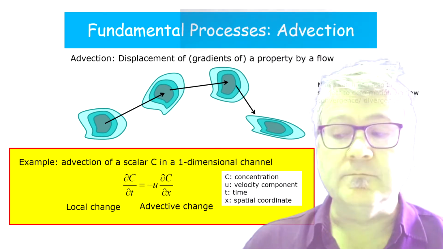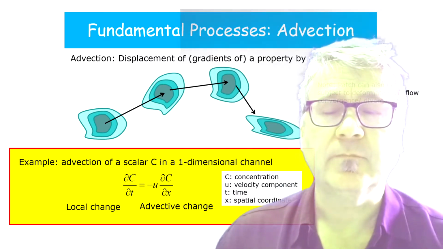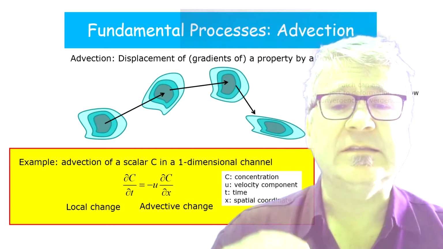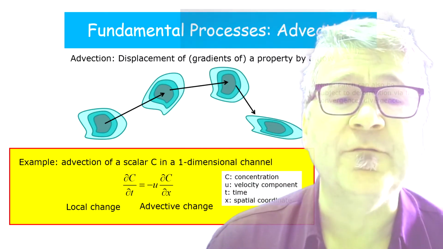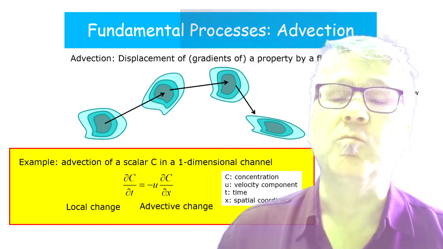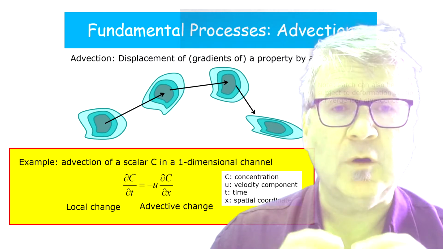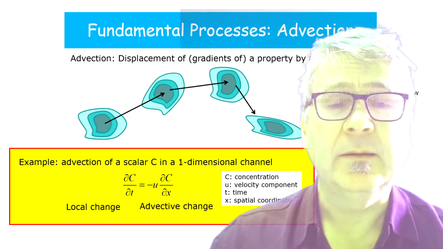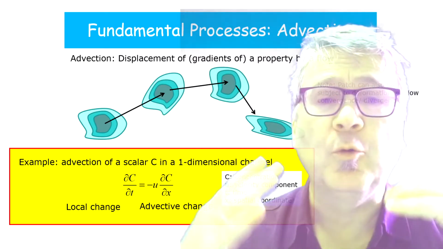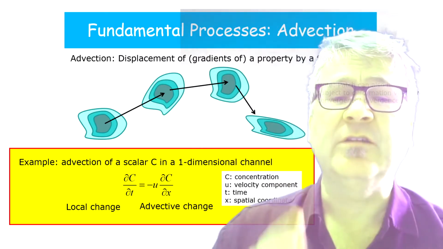Here's the first one. It's called advection. What advection means is the displacement of gradients of a property by a flow. So you need a flow of a certain speed, plus you need a gradient of a property.